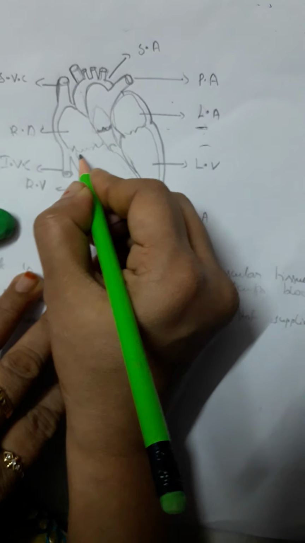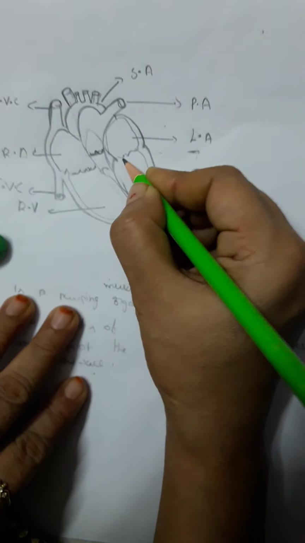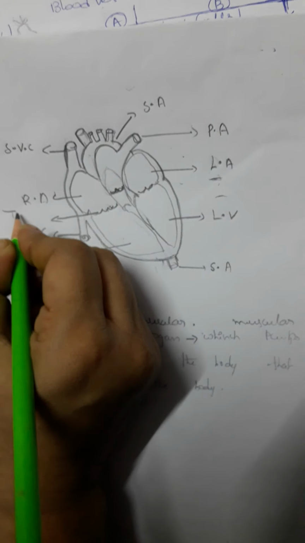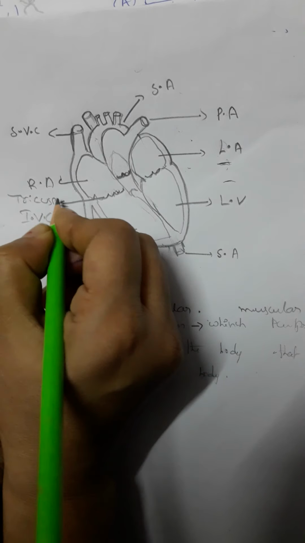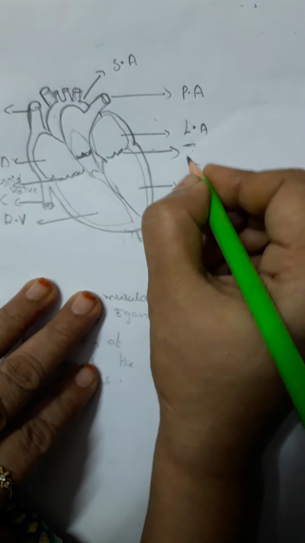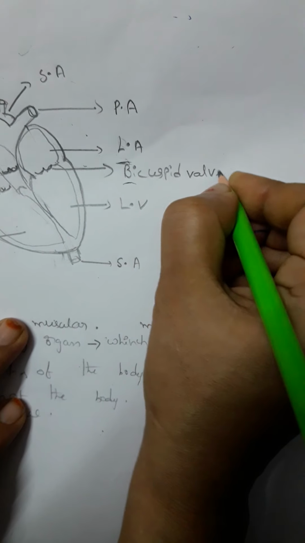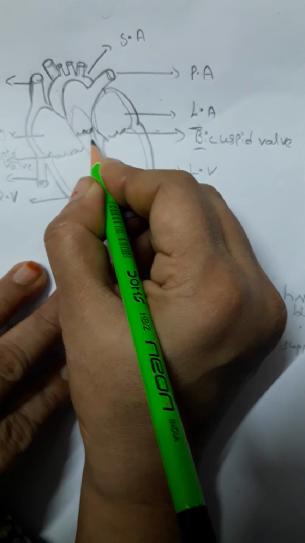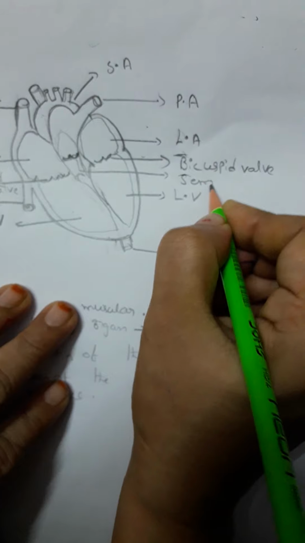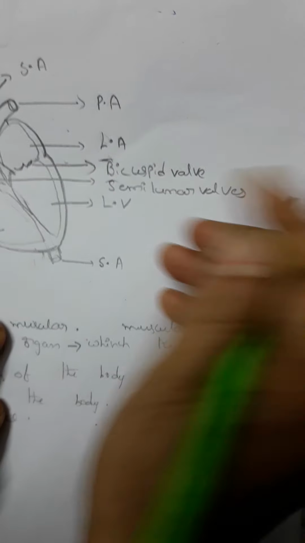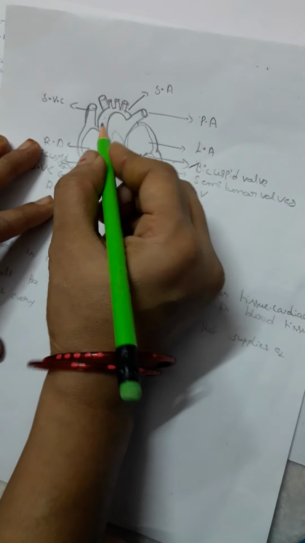and here this is the valve which opens, and tricuspid valve. This is the tricuspid valve, and this is the bicuspid valve, and this is the semilunar valves. Got how to draw the diagram.